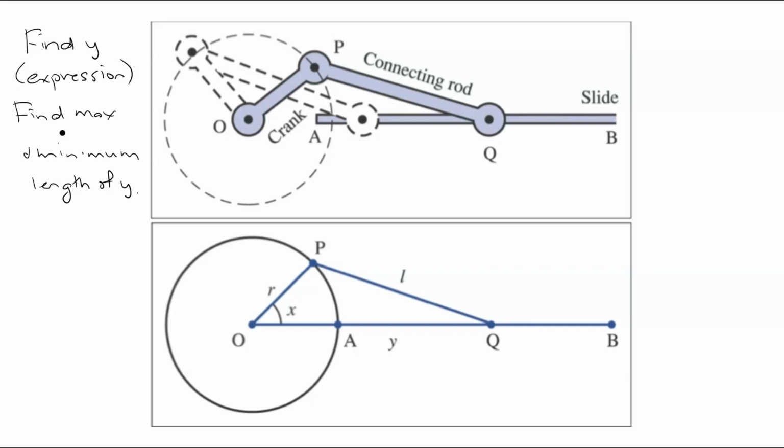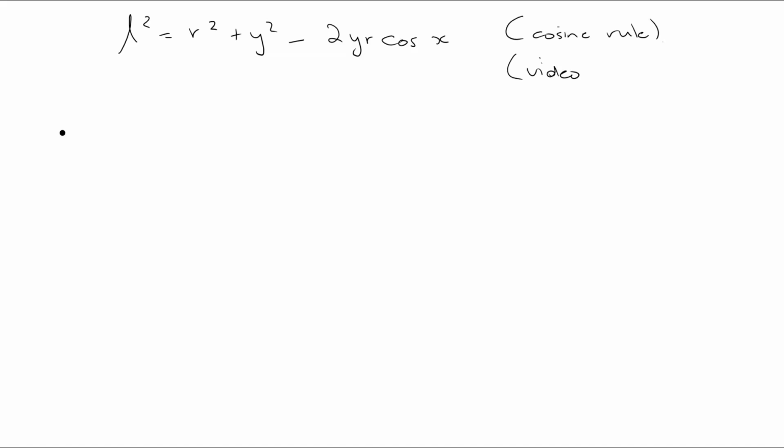But the reason that we're using the cosine rule is that you use the cosine rule when you've got a non-right angled triangle, and for most of the time the triangle OPQ is not a right angled triangle. So in this case the appropriate cosine rule would be that L squared equals R squared plus Y squared minus 2YR cos X. So that's the cosine rule. So check it out. Now, by rearranging and completing the square, and there's a video on completing the square earlier in the course, so if you've forgotten that, just go back and watch that video.